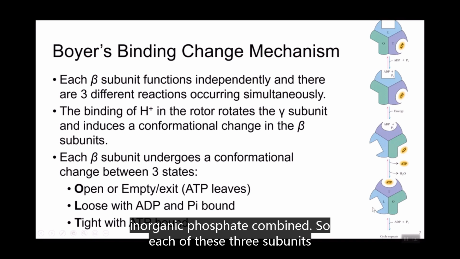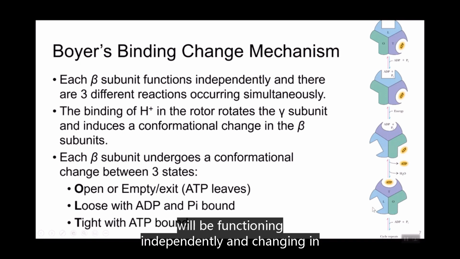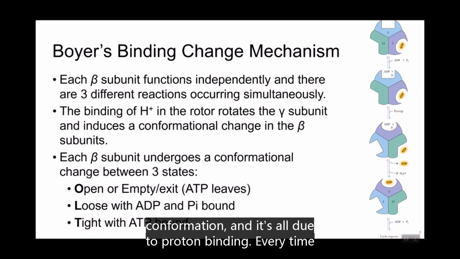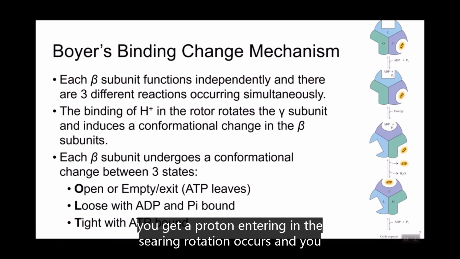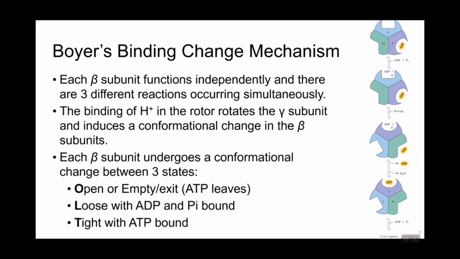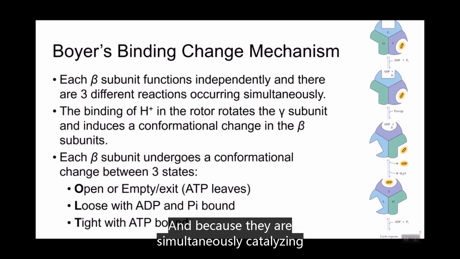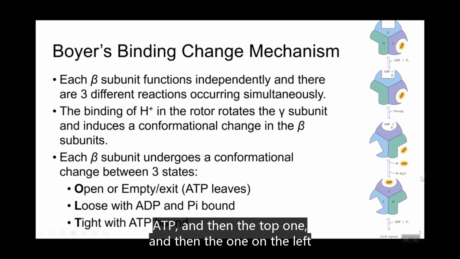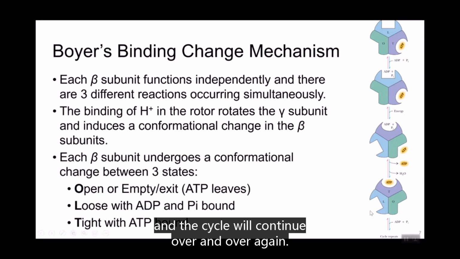So each of these three subunits will be functioning independently and changing in conformation, and it's all due to proton binding. Every time you get a proton entering in the C ring, rotation occurs and you get a conformational change between the three states. And because they are simultaneously catalyzing different reactions, first this subunit will release an ATP, and then the top one, and then the one on the left, and the cycle will continue over and over again.